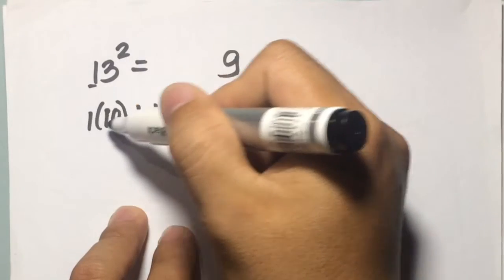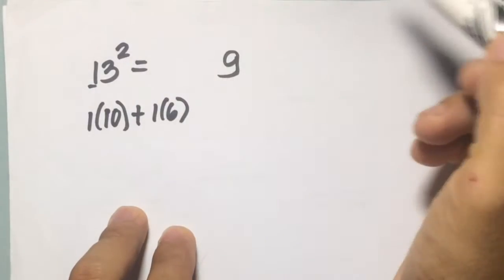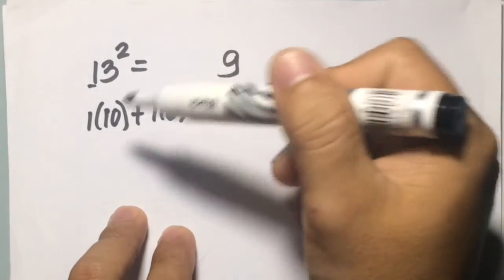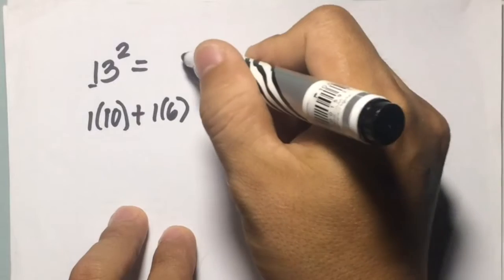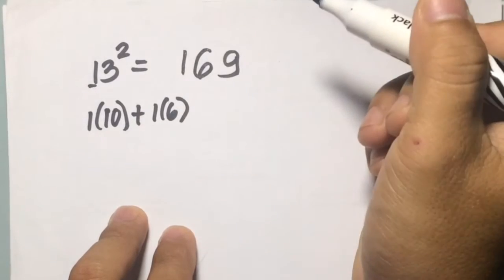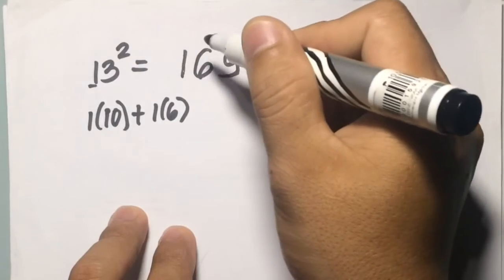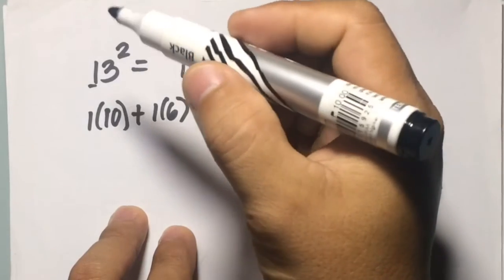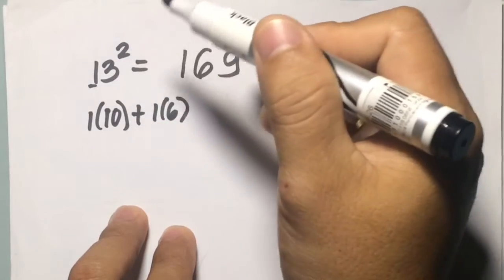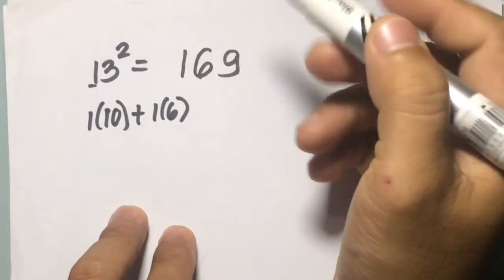So if we're going to have this one, 1 times 10 is 10, then 1 times 6 is 6. You're going to add that. 10 plus 6 is 16. So your answer for 13 squared is 169. So you can square two-digit numbers ending in 3 using your mind, or mentally.